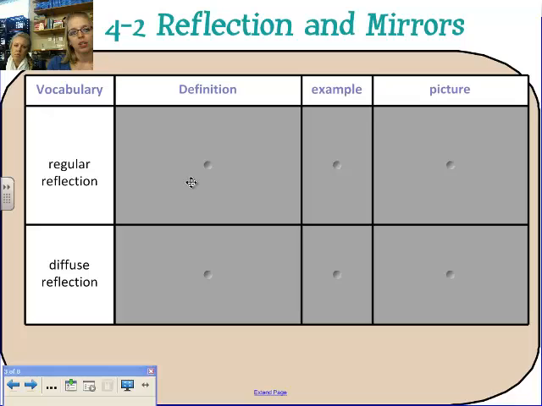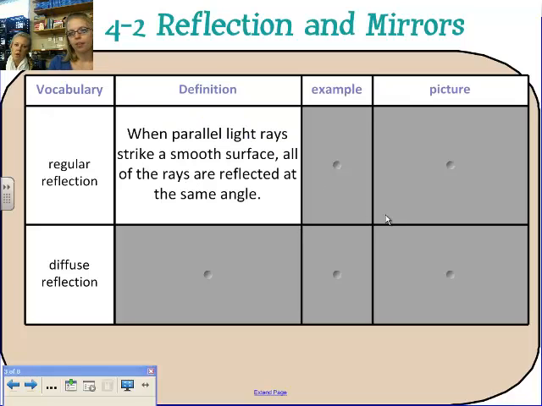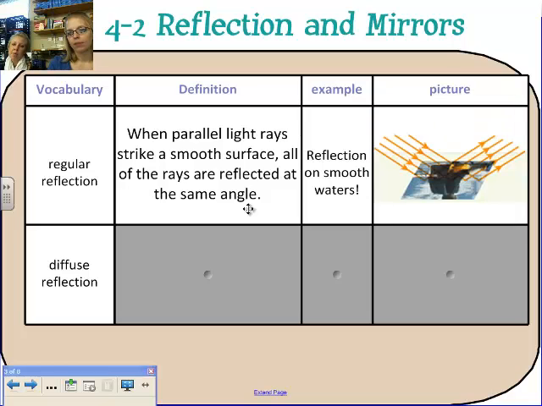So regular reflection, here's your official definition. Okay, so regular reflection is basically what you guys are probably the most used to. It's when light rays hit a smooth surface and they're all reflected back at the same angle. So water is an example of this, where you can kind of see yourself in water that's not rippling. If you look into like the bathroom mirror, this is an example of that. So when the image that you're seeing is very clear.